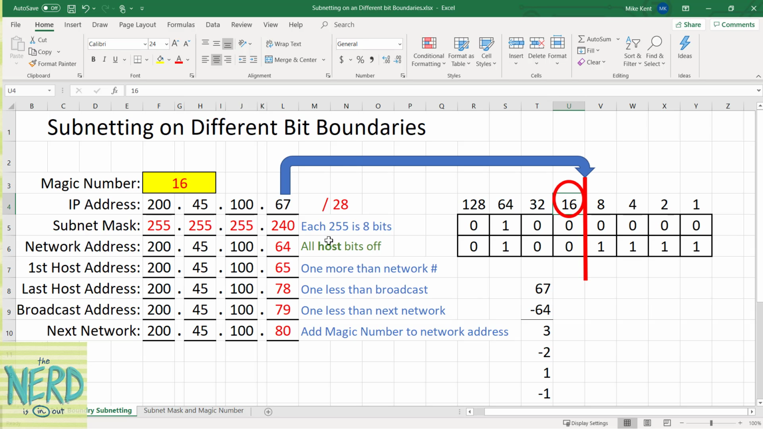Now, you can never assign the network address to a computer, and you can never assign the broadcast address to a computer. So these two are unusable by computers. Everything in between can be used, can be assigned to computers. So that is the magic number method. Let me reset things here, and we will do a different problem.